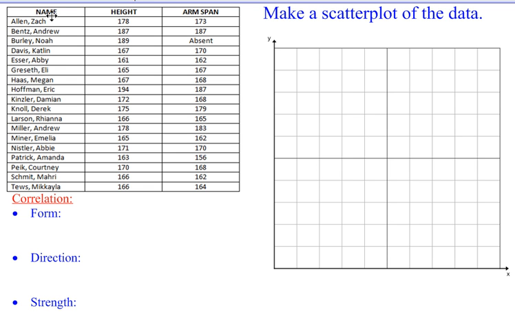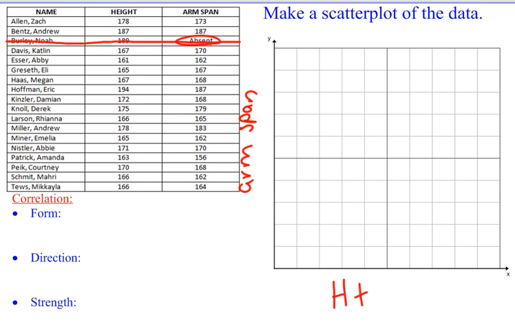Now we've learned how to make scatter plots before in Advanced Algebra, so we're actually going to use our calculator for this one. The one thing I want to point out is Noah was gone on the day we did arm span, so we're excluding him from our data. We don't have an x and a y for him, so we're going to graph height here and arm span here. And I'm going to let us put this data in our calculator and kind of sketch it.